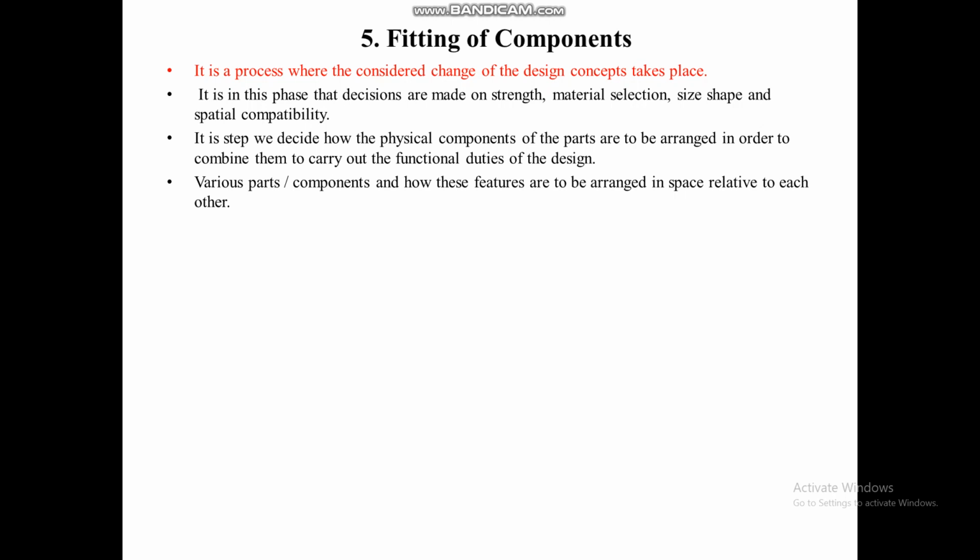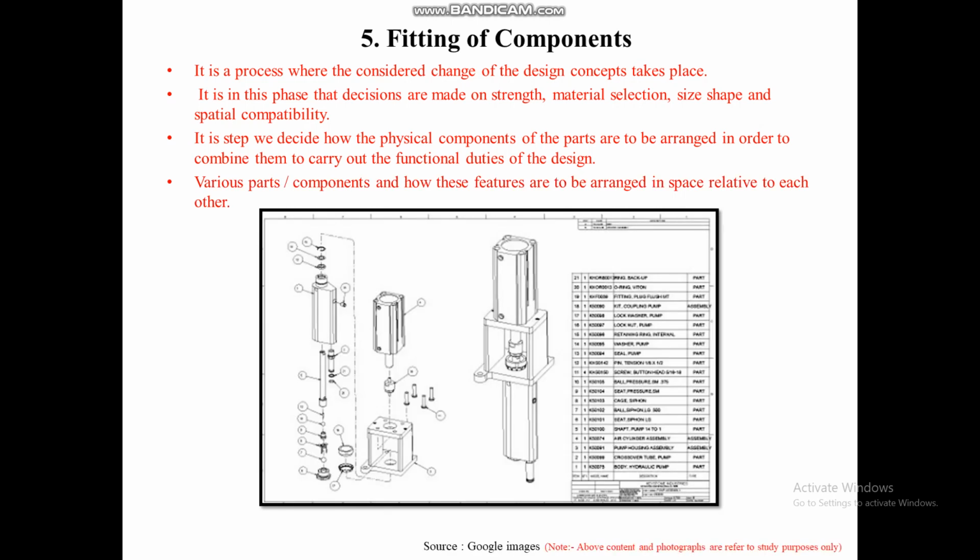Various components or parts and how their features are to be arranged in space related to each other are shown in the photographs. This photograph shows various parts or components. These are arranged in space relative to each other, which is shown in this right side table form.